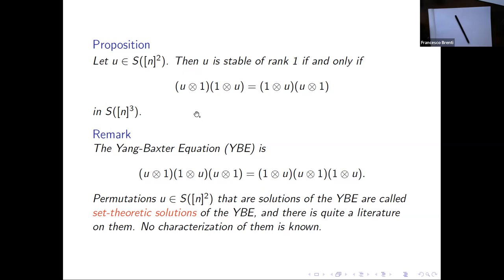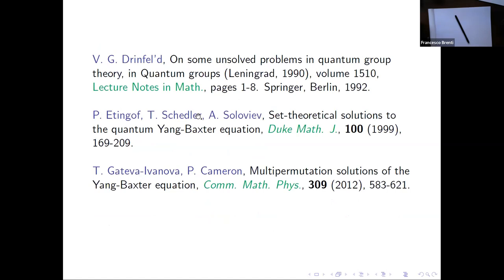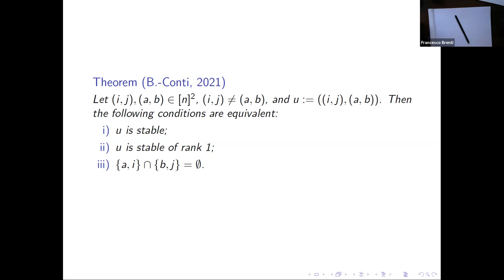So it is a kind of analog of the Yang-Baxter equation. Here are some references on set theoretical solutions to the Yang-Baxter equation, the paper where they were first posed as a problem. So as I said, you would like to understand stable permutations as explicitly as you can. At the very least, you would like to count them, to enumerate them. So here's one of the first results that we found.